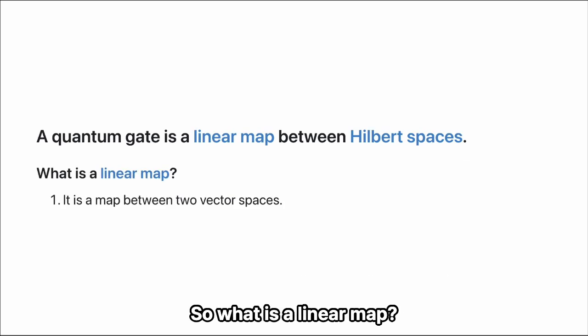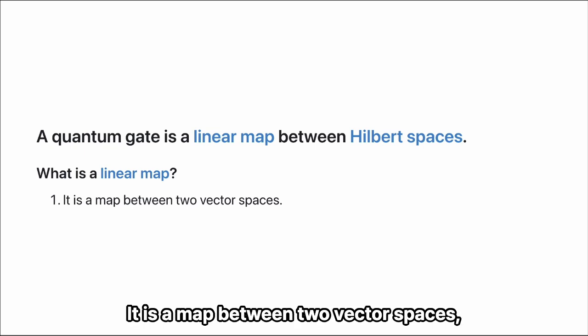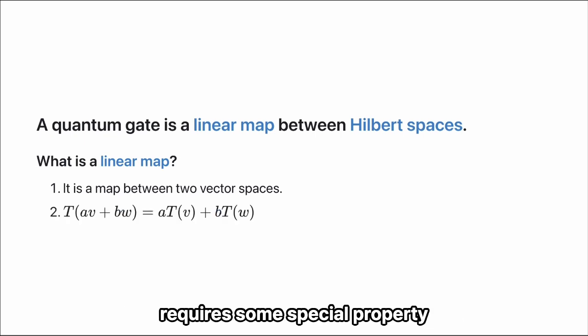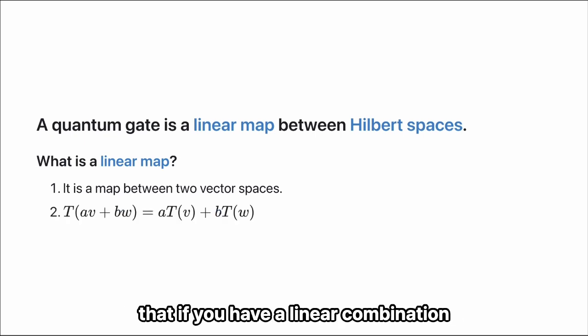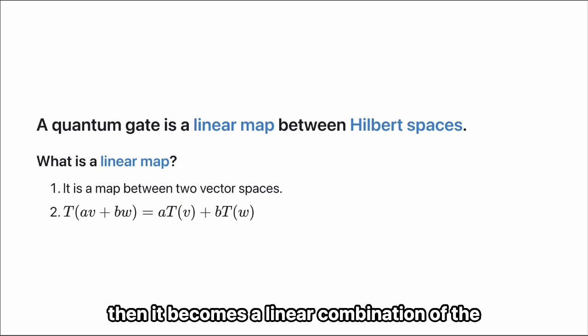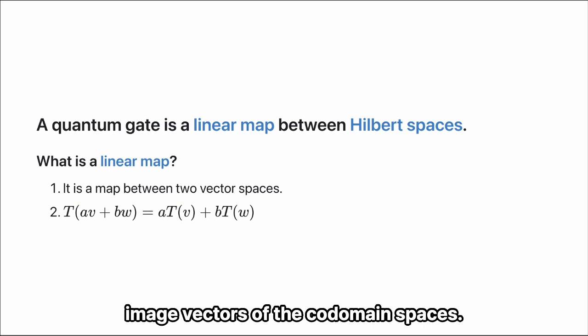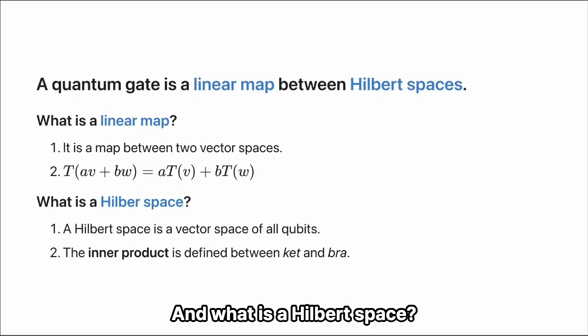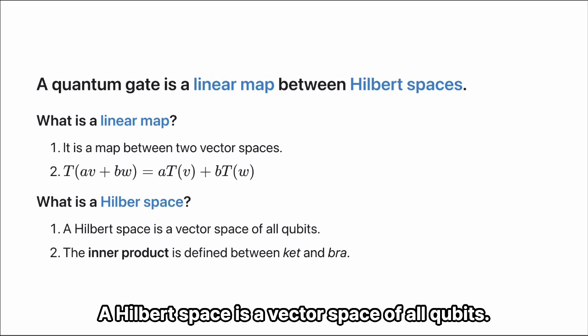So what is a linear map? It is a map between two vector spaces. It requires a special property: if you have a linear combination of two vectors in the domain space, then it becomes a linear combination of the image vectors in the codomain space. And what is a Hilbert space? A Hilbert space is a vector space of all qubits.